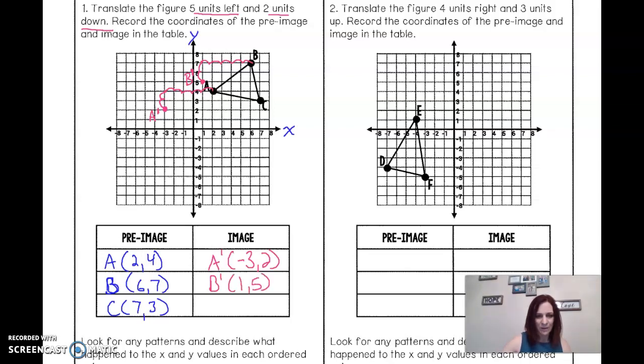All right. And then we have C. 1, 2, 3, 4, 5, 1, 2. And this will be C prime, and that occurs at 2, 1.